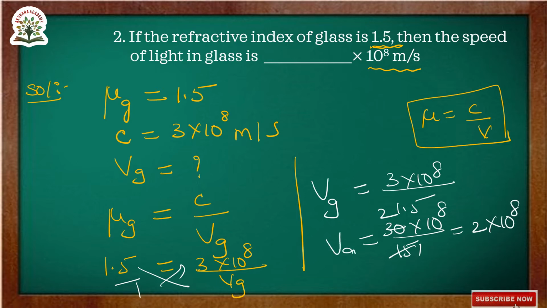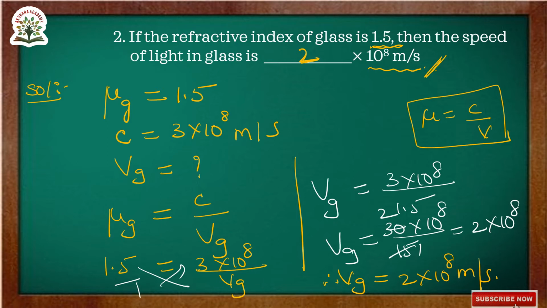Therefore Vg, the speed of light in glass, is equal to 2 into 10 to the power of 8 meters per second. Here we have to write 2 into 10 to the power of 8 meters per second. Here they gave mu g equal to 1.5, c is a fixed, constant value, c is equal to 3 into 10 to the power of 8 meters per second, and Vg we had to calculate.